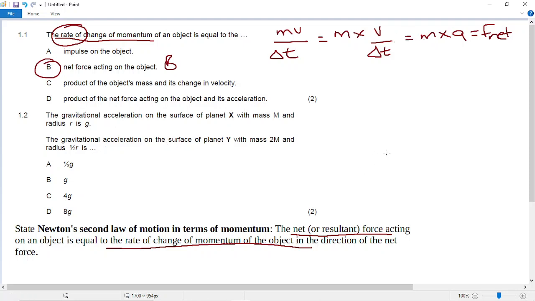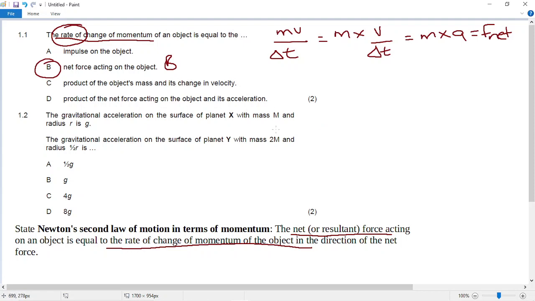Now 1.2, it says to you, the gravitational acceleration on the surface of planet X with mass m and radius r is little g. The gravitational acceleration on the surface of planet Y with mass 2m and radius a half r is. So you have to work this out. You can't just think this in your head.